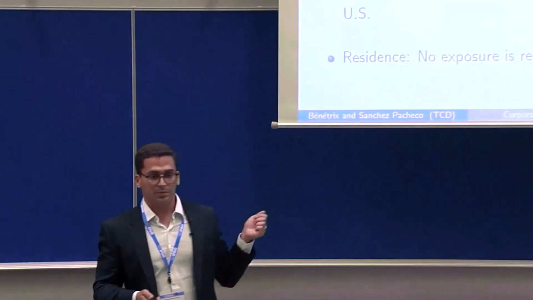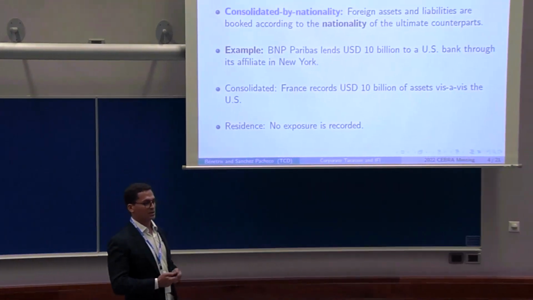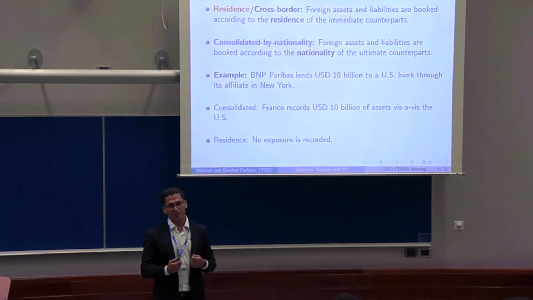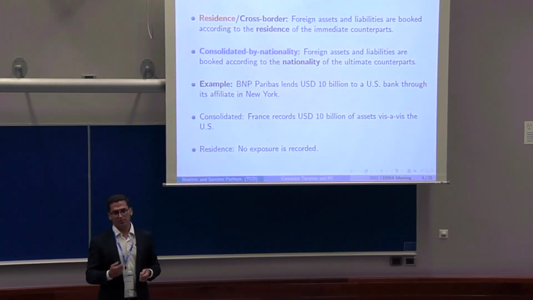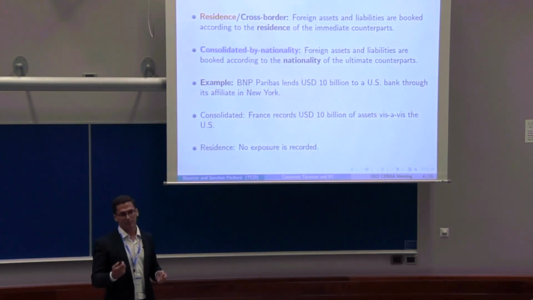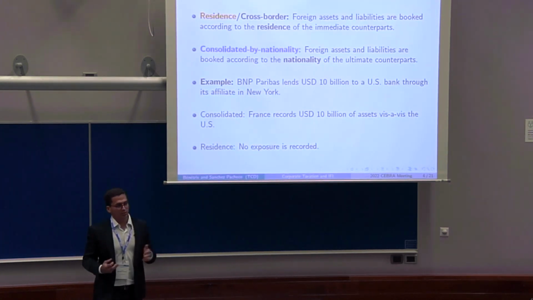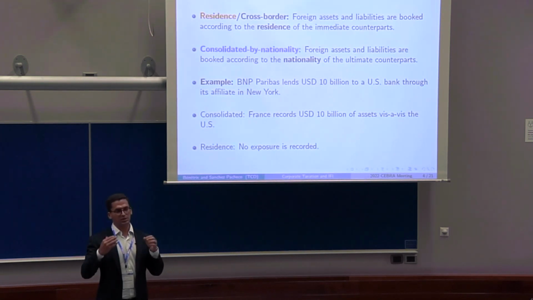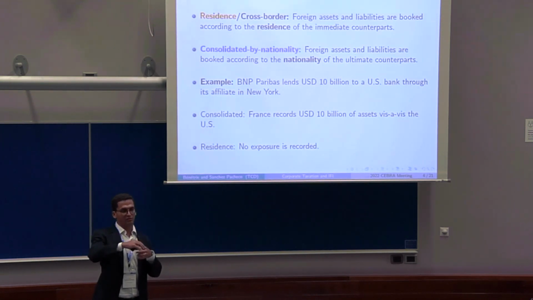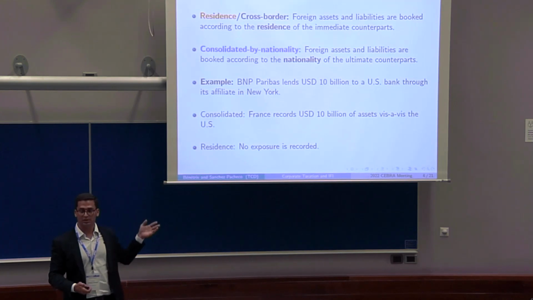Meanwhile, in the residence-based approach, no exposure would be recorded. Why? Because it's a transaction taking place between two US resident entities, the US bank and this affiliate of BNP Paribas, which is a US resident entity. So no exposure would be recorded. Through this example, you can see that there is a part of local exposure, the exposure that multinational enterprises have in foreign countries, that is not captured by the residence-based approach, but would be captured by the consolidated by nationality approach.